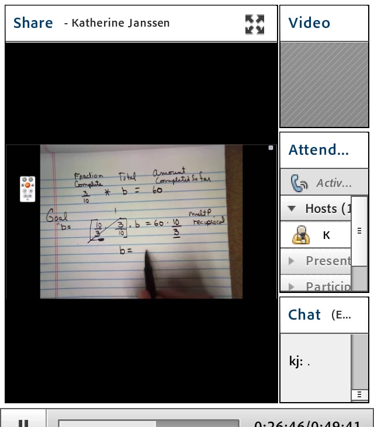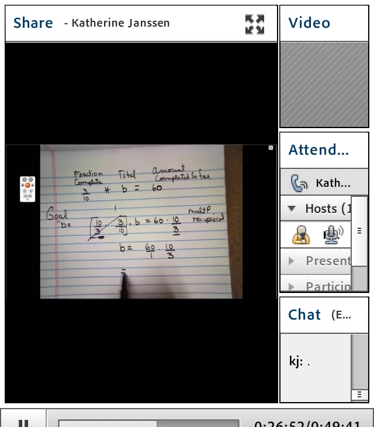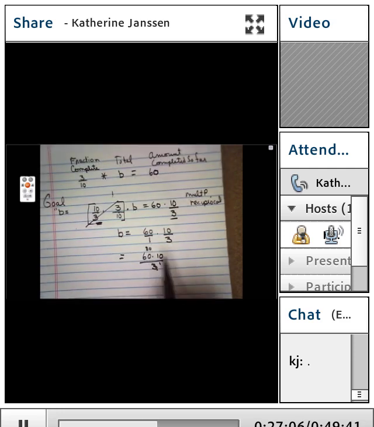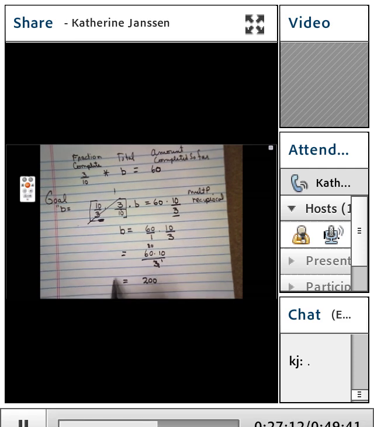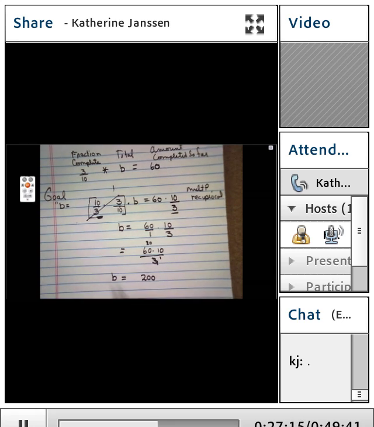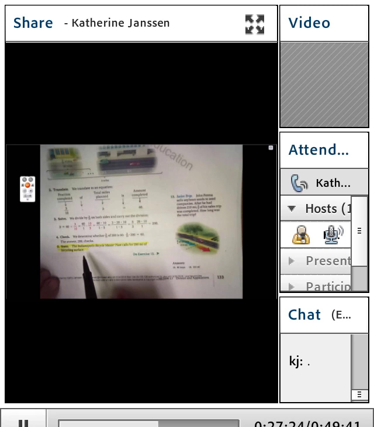This is 60 over 1 times 10 over 3. So I get 60 times 10 over 3, and 3 goes into 60 20 times, and 3 goes into 3 once. That's all multiplication, so I can divide 3 into 60 and get 20, and 20 times 10 is 200. So the total project for the bicycle plan will call for 200 miles. Stating our answer, the Indianapolis Bicycle Master Plan calls for 200 miles of bicycling surface.